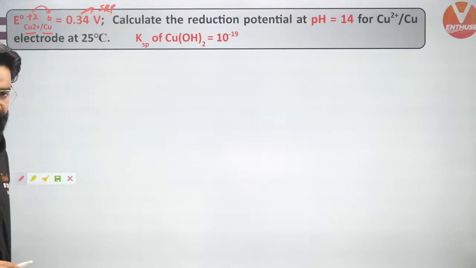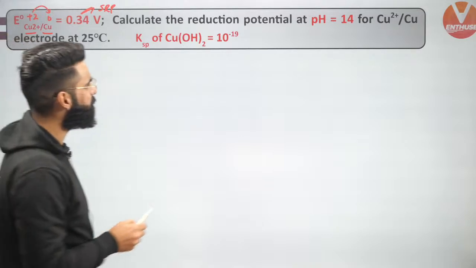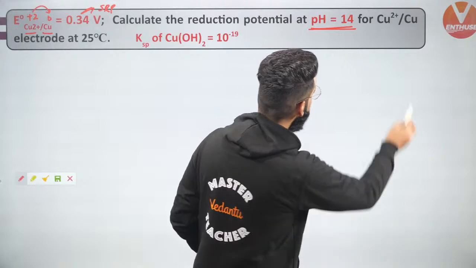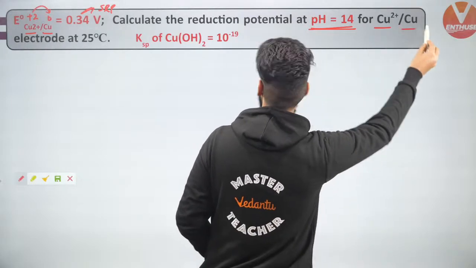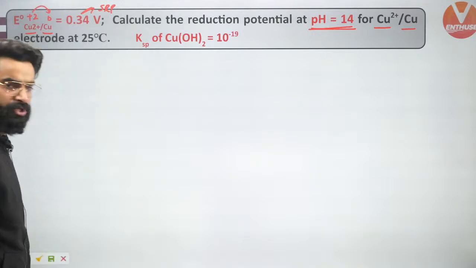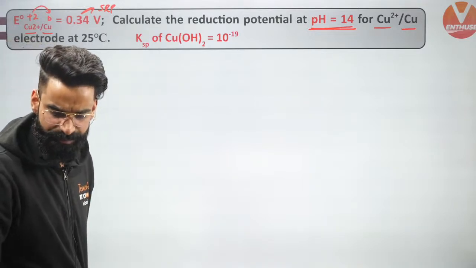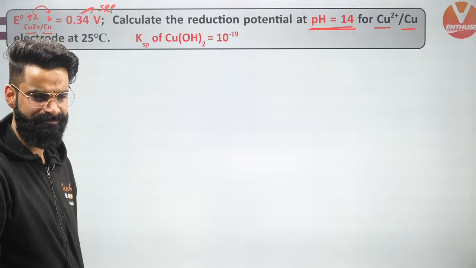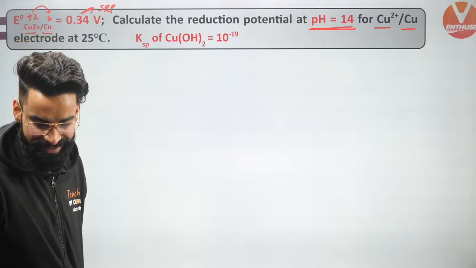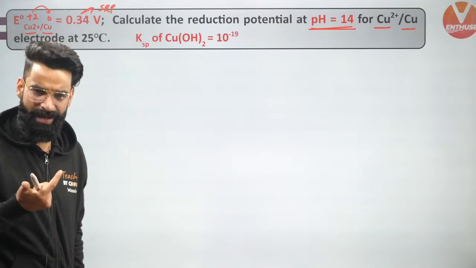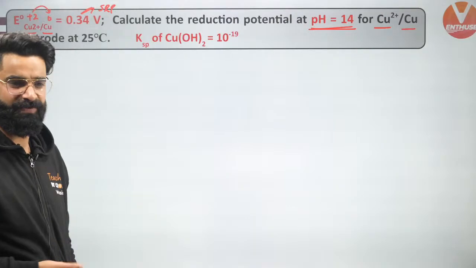Calculate the reduction potential at pH equal to 14 for Cu2+ getting converted to Cu electrode at 25 degrees centigrade. So we are supposed to calculate the reduction potential of the copper electrode right here. Can we do it? Yes, guys, but I'll be using small concepts of ionic equilibrium as well. Then only we can solve this question. Otherwise, we cannot solve this question.